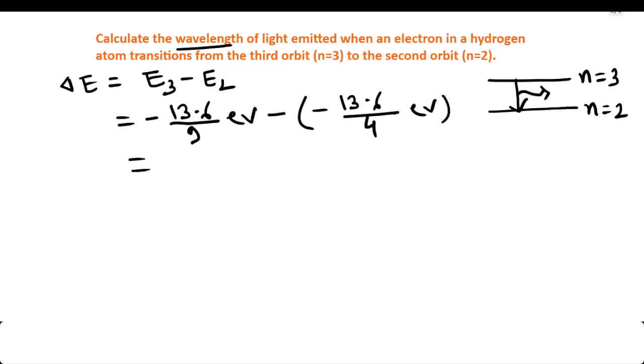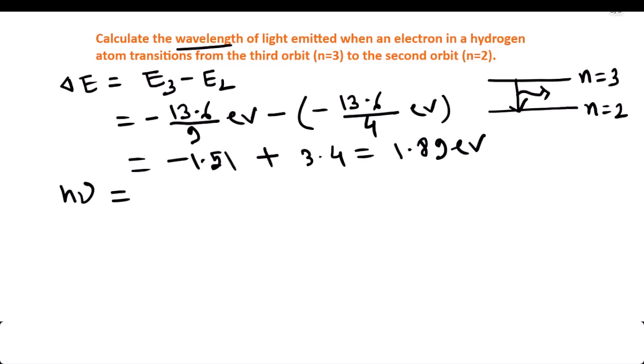So this is equal to minus 1.51 minus (minus 3.4), and this is equal to 1.89 electron volt. Now if the frequency of the light is nu, then the energy of the light is h nu. So this h nu is equal to 1.89 electron volt.